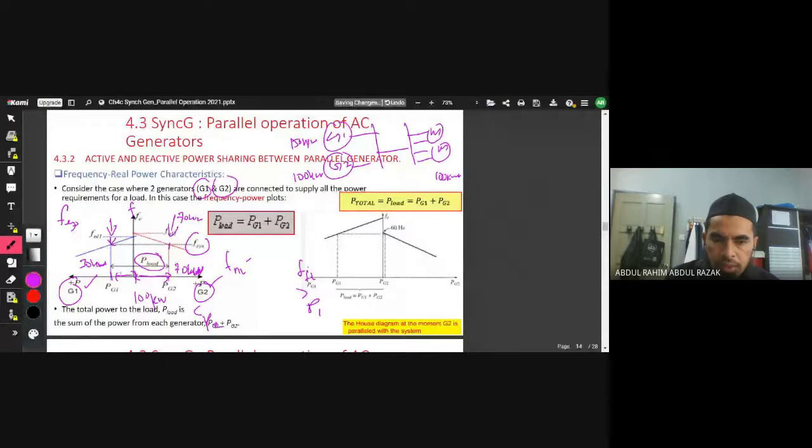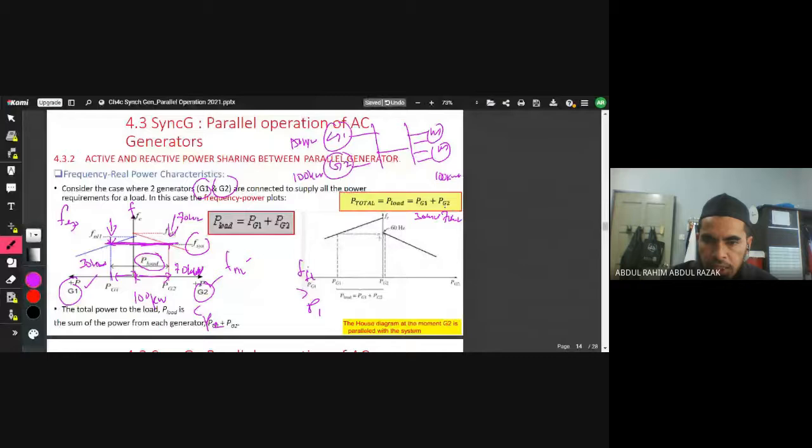So you get me or not? The most important thing is that the system frequency must be accomplished, or must be followed. So P total is equal to PG1 plus PG2, even though we have 30 kilowatts from G1 and 70 kilowatts from G2.